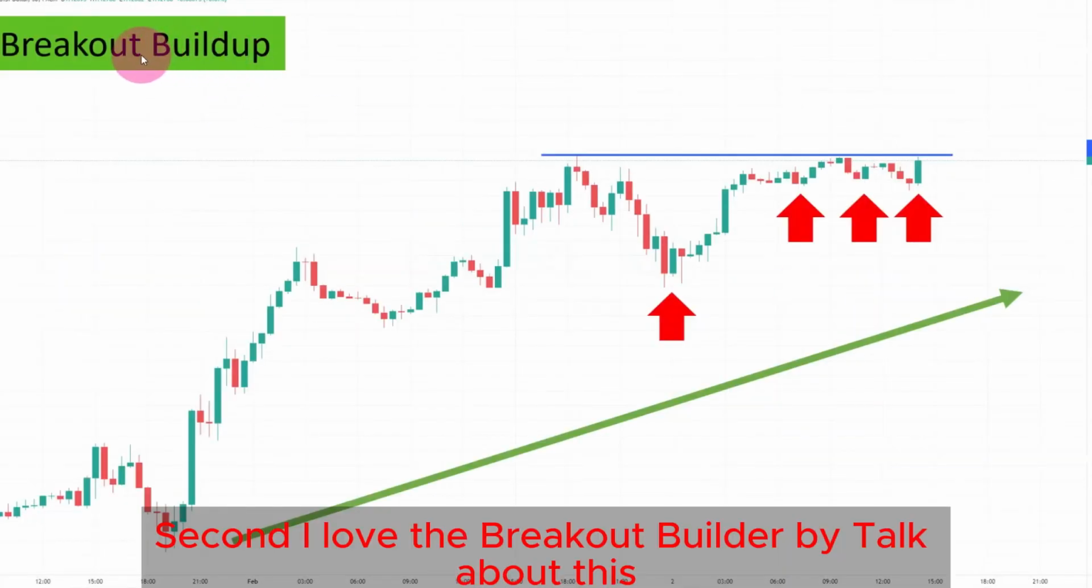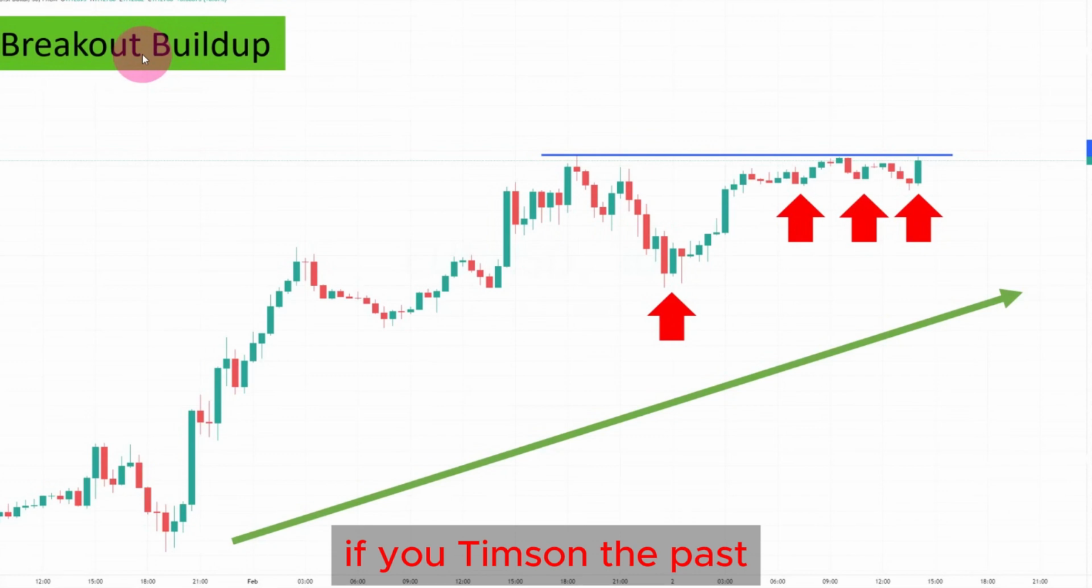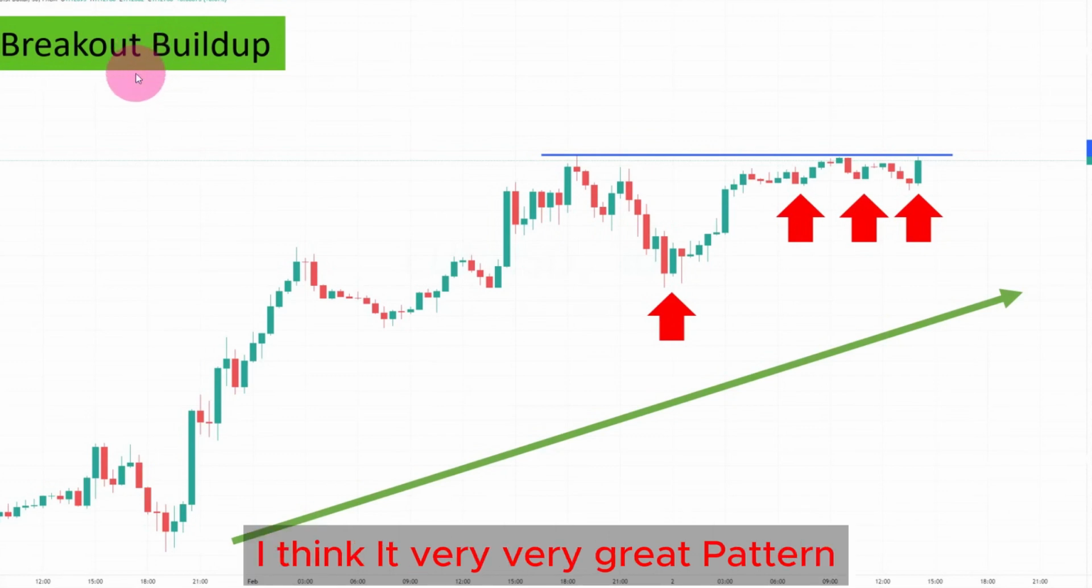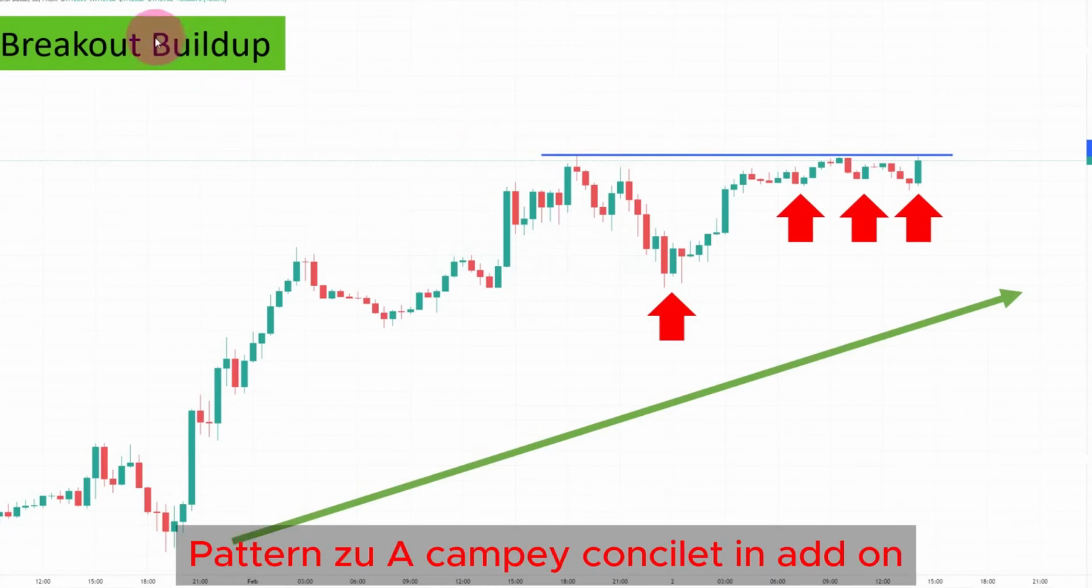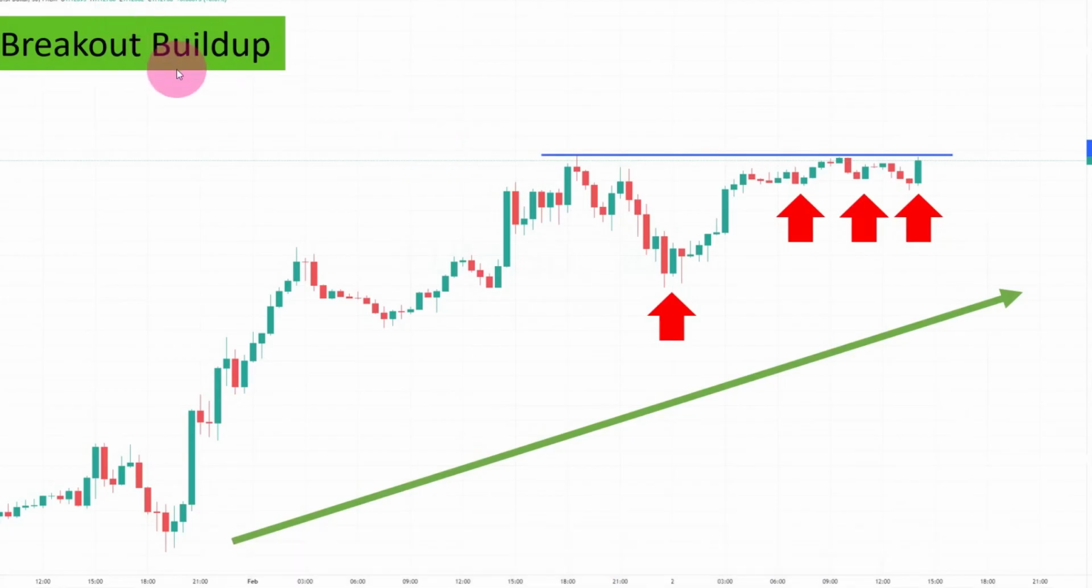Second, I love the breakout build-up. I talked about this a few times in the past. I think it's a very, very great pattern. It's also a component that you can use for any other pattern, so it can be considered an add-on. What we have here is the market in a strong uptrend. You can see from the bottom left to here we are making higher highs and higher lows. Then the market hits a resistance level here, and we are seeing a bearish move. The bearish move does not break the last swing low, so we are not technically violating the uptrending structure, which is good. So we are still technically overall in an uptrend.